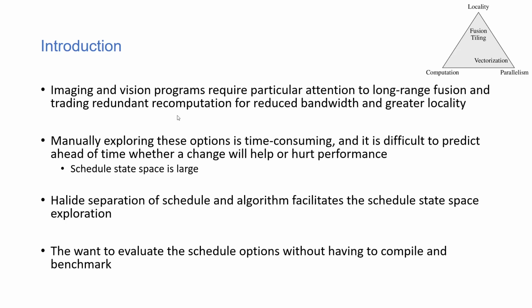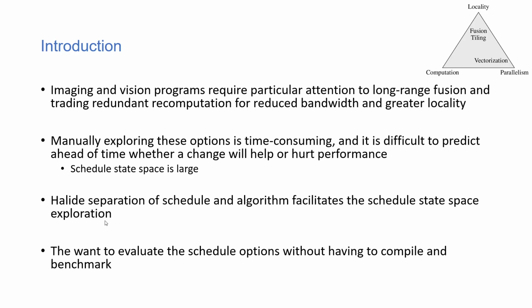Image processing and computer vision programs require particular attention for long-range fusion that introduces a trade-off between redundant computation, parallelism and locality, as this triangle shows. If you go to one corner of this triangle, you're going to get worse at the other two. For example, if you fuse too much, you get a lot of locality, but you have a lot of redundant computation and perhaps lose parallelism. If you parallelize too much, you can lose locality and computation, and if you don't fuse at all, you don't have redundant computations, but you lose locality and could lose parallelism.